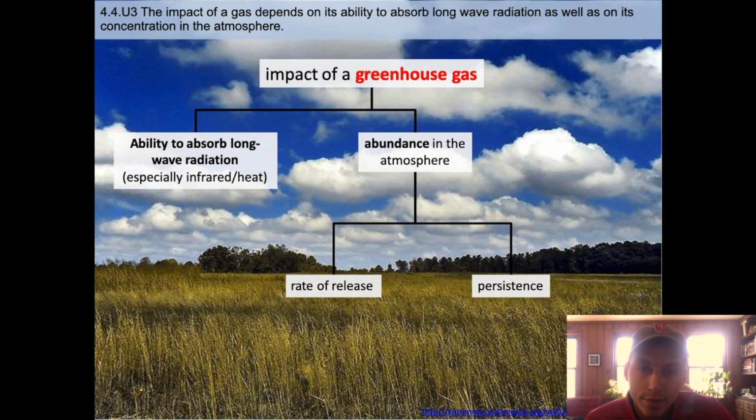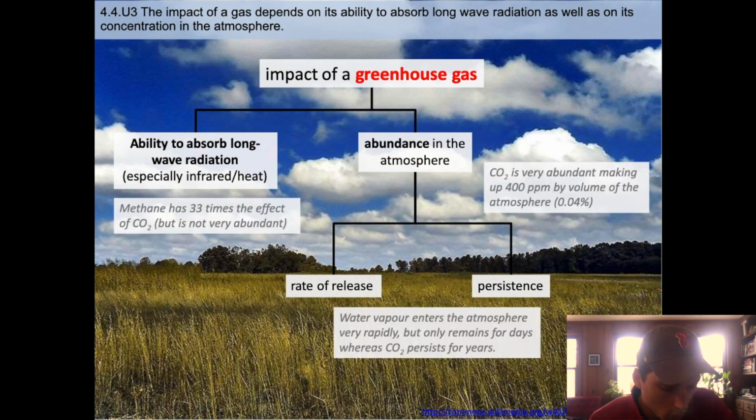And the abundance in the atmosphere is governed by two things. So we have the rate of release, how fast it's produced, and also how long it persists in the environment. So some gases are released or produced relatively quickly, but they do break down over time. So they do not persist in the environment.